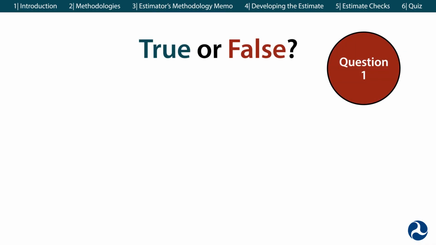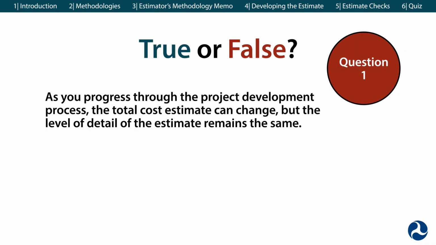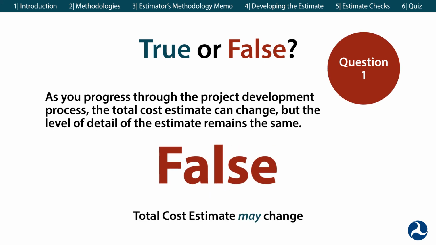Question 1. True or false? As you progress through the project development process, the total cost estimate can change, but the level of detail of the estimate remains the same. False. While the total cost estimate may indeed change as your project progresses, the level of detail of the estimate should increase as more decisions are made about the project.